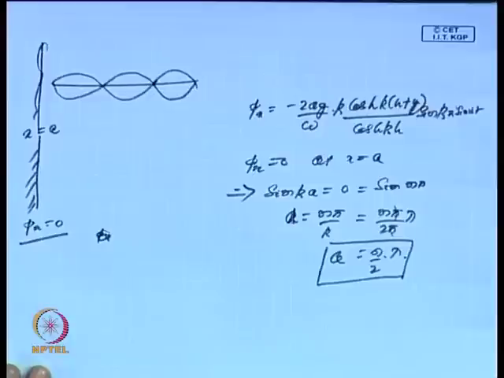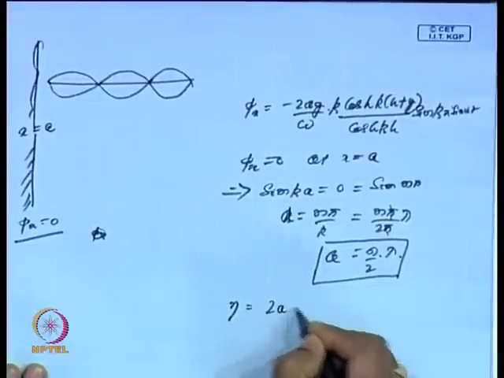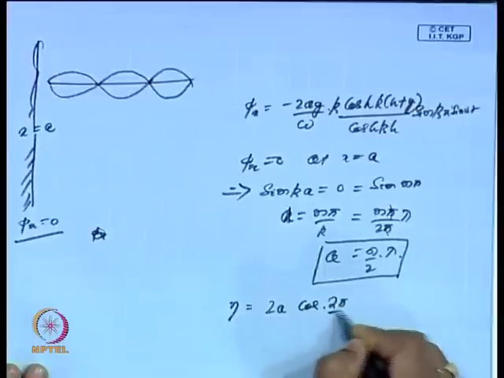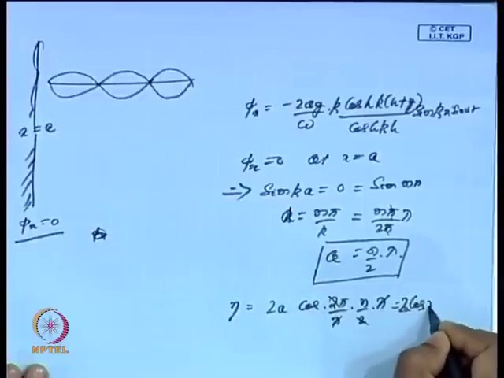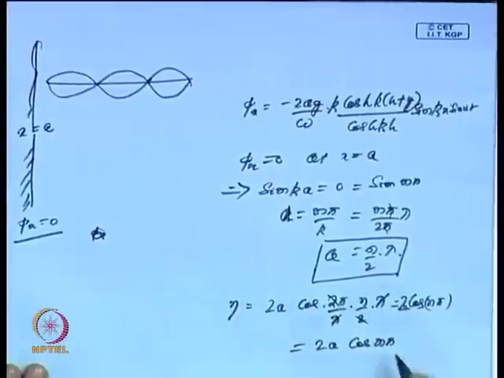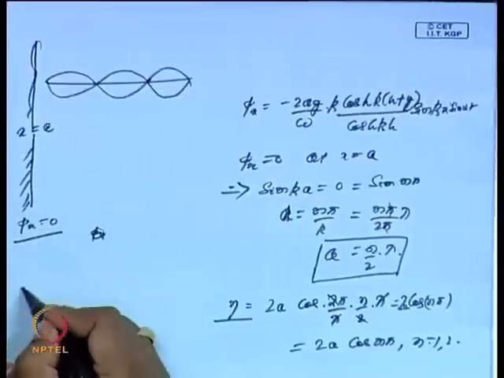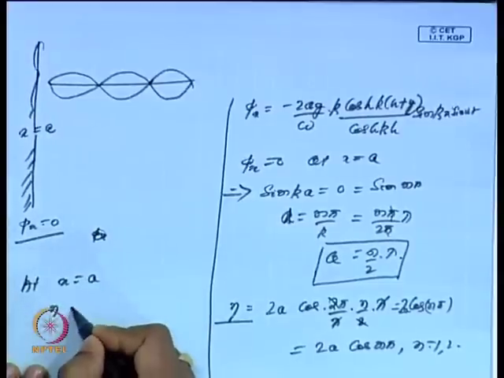And what happens when a is n by 2 into lambda? What will happen to my eta there? Eta at that point is 2a cos k, which is 2 pi by lambda into n by 2 into lambda. This lambda cancels, and this becomes 2a cos n pi. So, basically this is becoming 2a cos n pi, for all n equal to 1, 2, and so on. So the maximum, what will happen to eta? At x equal to a we have seen that eta will be maximum.